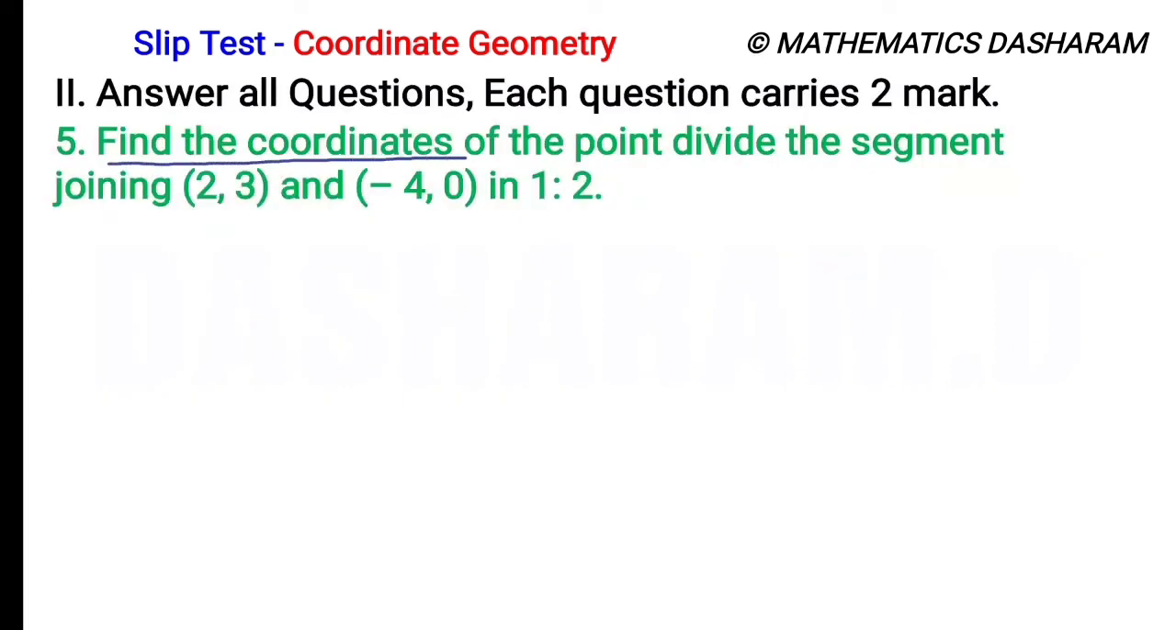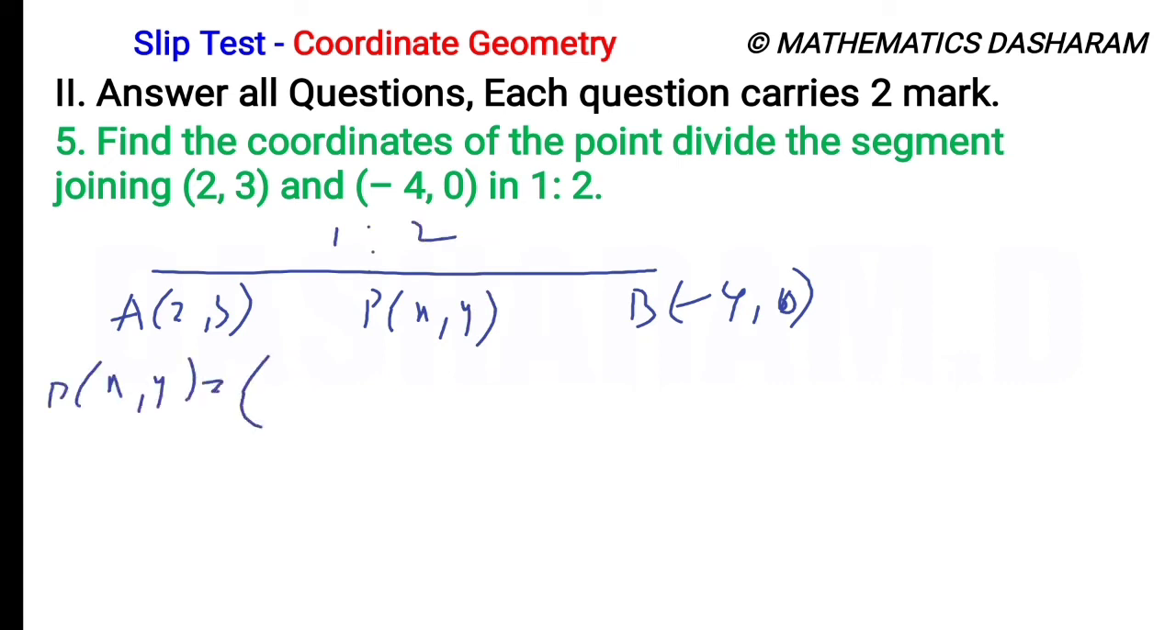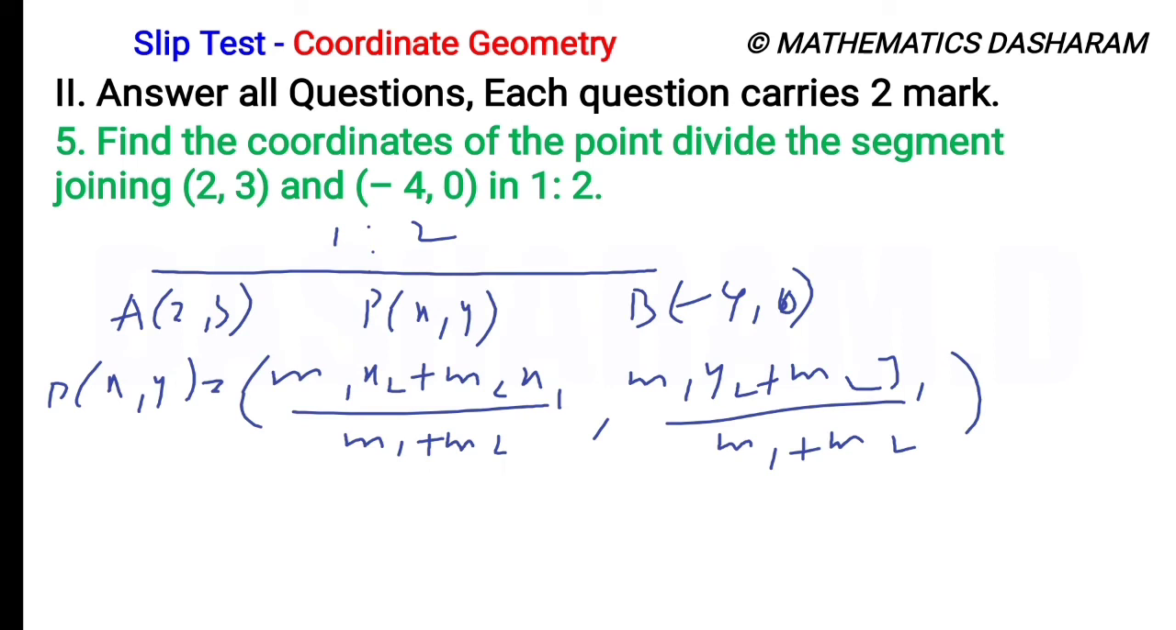Fifth question: find the coordinates of the point that divides the line segment joining (2, 3) and (-4, 0) in the ratio 1:2. So here is a line segment AB, A (2, 3) and B (-4, 0). The point P(x, y) divides AB in the ratio 1:2. To find P(x, y), we need to use the section formula, m1x2 plus m2x1. Here x1, y1, x2, y2, m1 is 1 and m2 is 2.